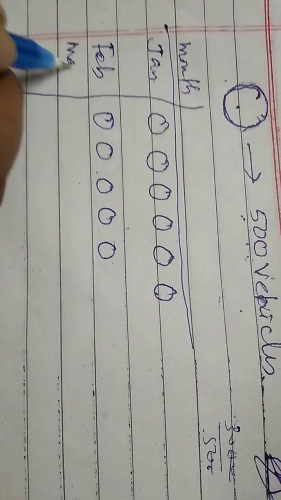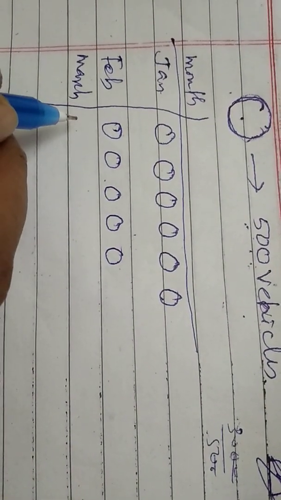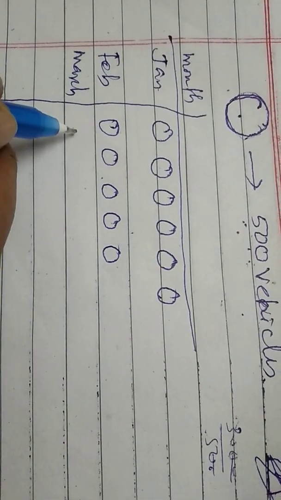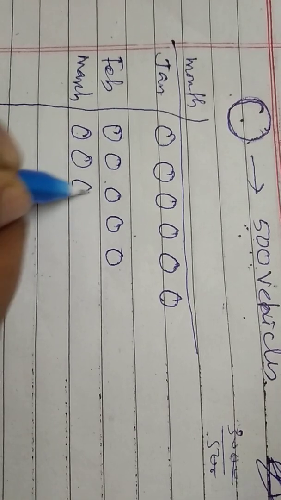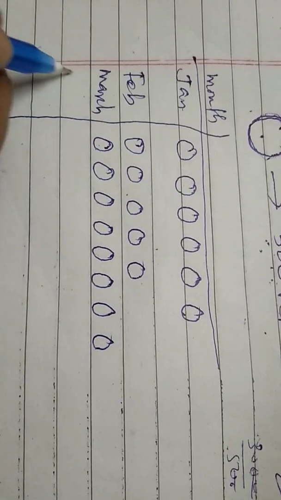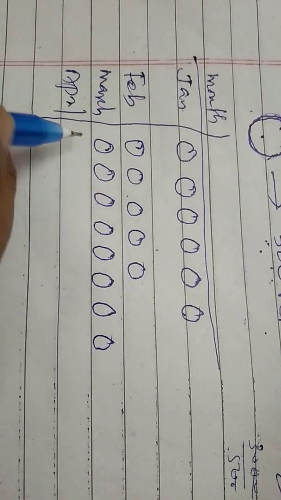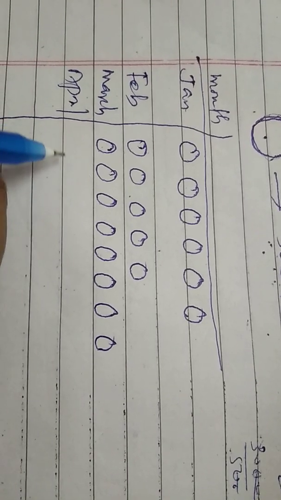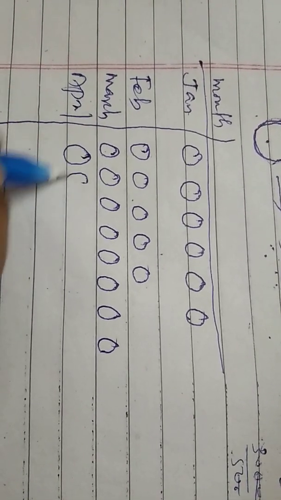Then for March, 4000. So divide 4000 by this 500. How many circles do I have to draw? 8. 1, 2, 3, 4, 5, 6, 7, 8. For April, 1000 is given. So 2 circles I have to draw.